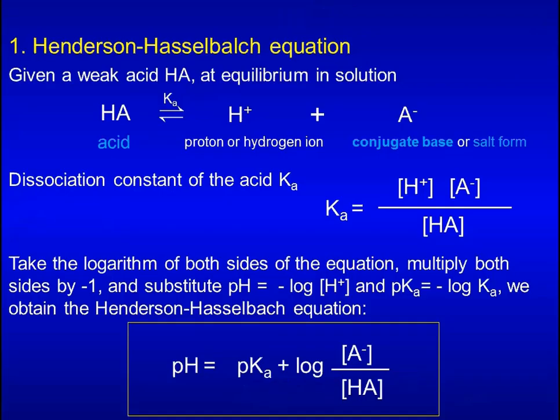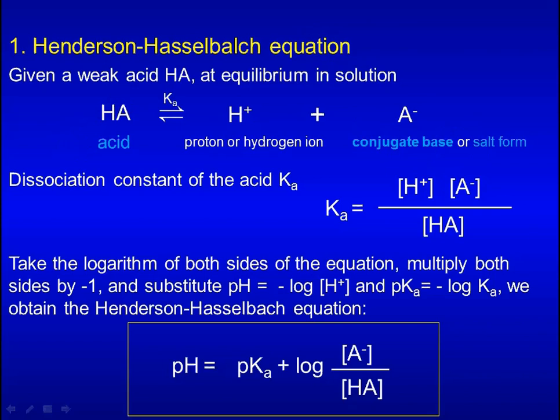First, I'm going to introduce the Henderson-Hasselbalch equation. Given a weak acid, here represented by HA, in solution, the weak acid can shed a proton, leaving a conjugate base. At the same time, the conjugate base can accept the proton to form acid. At equilibrium, both reactions proceed at an equal rate. Therefore, there is no net change in concentration of acid or conjugate base.